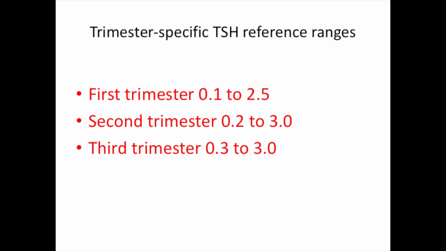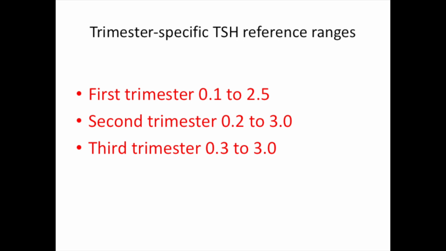So trimester specific TSH references are: in the first trimester, 0.1 to 2.5. Second trimester, it's 0.2 to 3. Third trimester, it is 0.3 to 3. So it's easy to remember. Trimester specific TSH reference ranges.